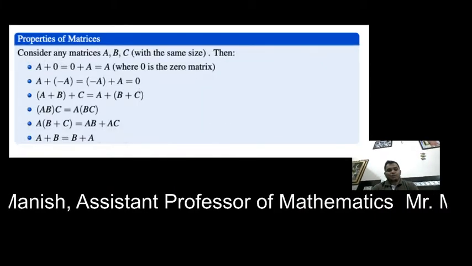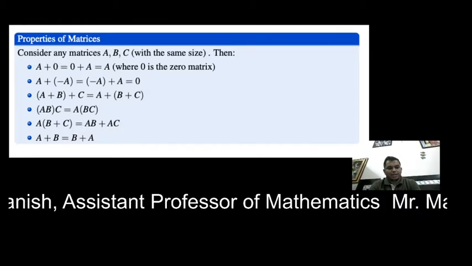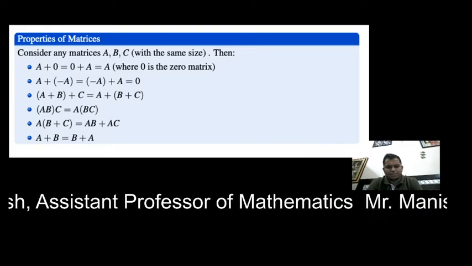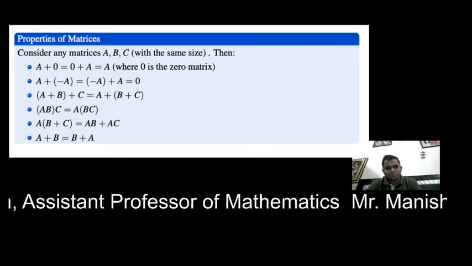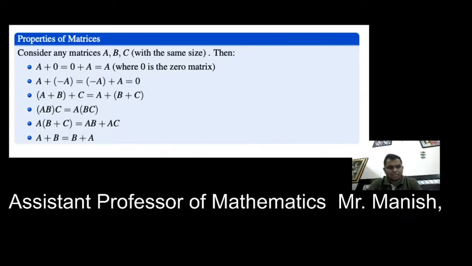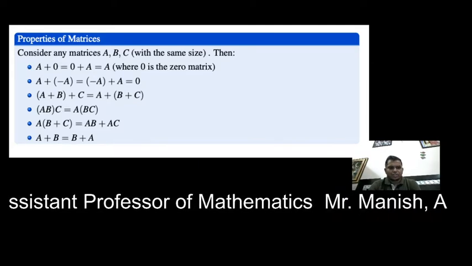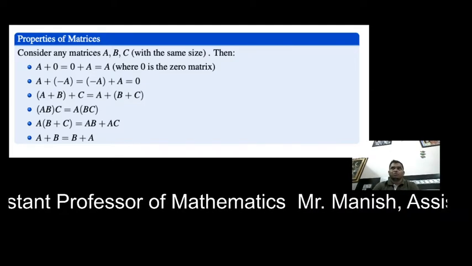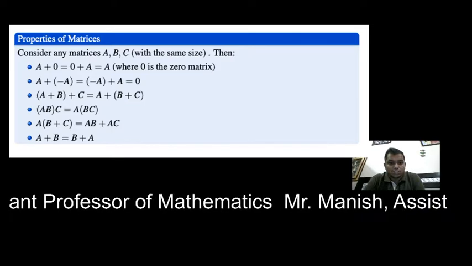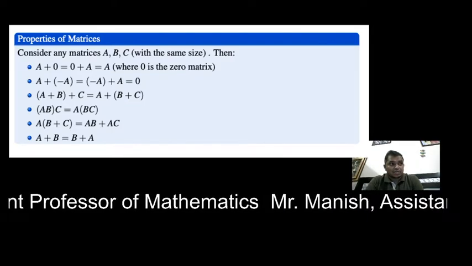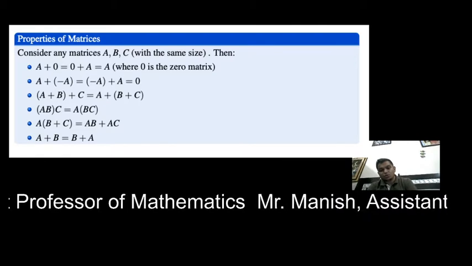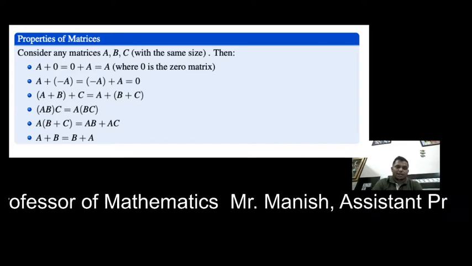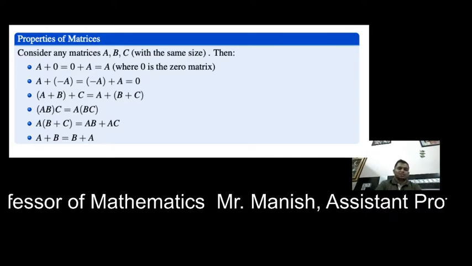Next we have some properties of matrices. Consider any three matrices A, B, C with the same size. Same size means the number of rows and columns must be the same in all three matrices A, B and C. What is the first property? A plus 0 is equal to 0 plus A is equal to A. What do you mean by 0? 0 is the zero matrix. A zero matrix is a matrix in which all the elements are equal to 0. So if we add a zero matrix to any matrix, the result will be the same.